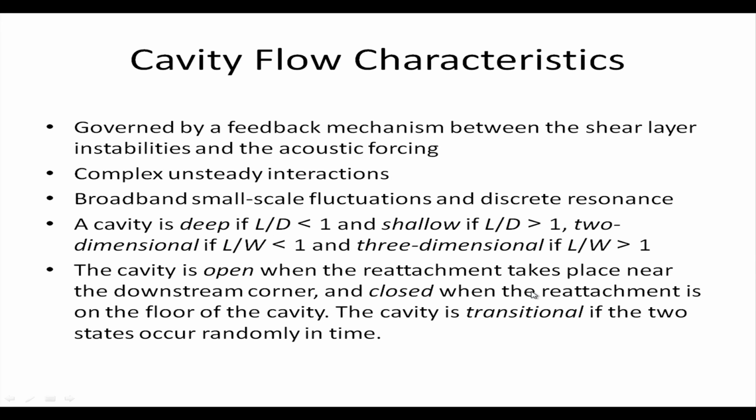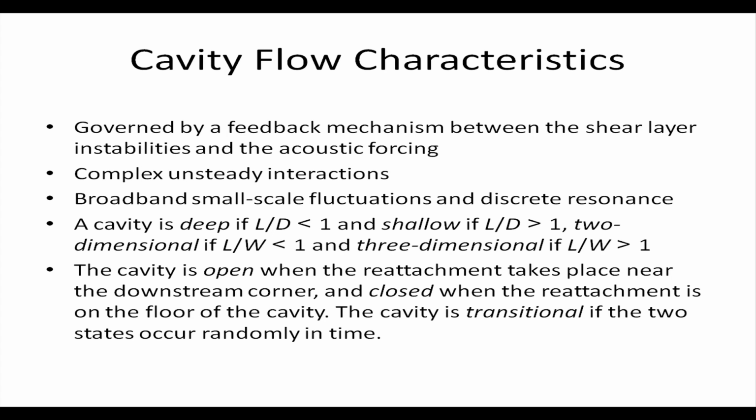So, there are some defining terms for supersonic cavity flows. A cavity is called deep if its length to depth ratio is less than 1, or it is called shallow if the ratio is more than 1. Usually, a cavity with length to width ratio less than 1 is treated as 2-dimensional flow, otherwise 3-dimensional flow, but there are so many oscillations and so much unsteadiness and turbulence that a cavity flow is rarely ever 2-dimensional in nature, it is usually always 3-dimensional.